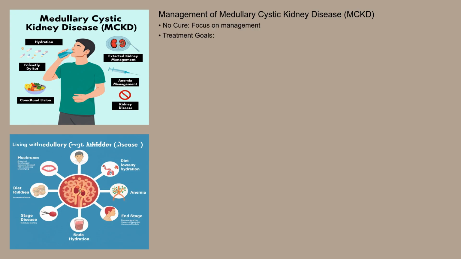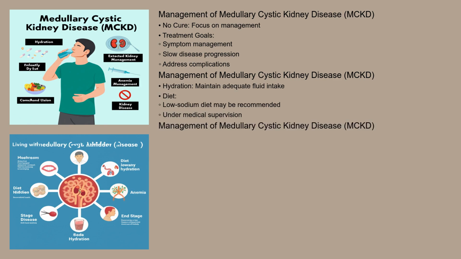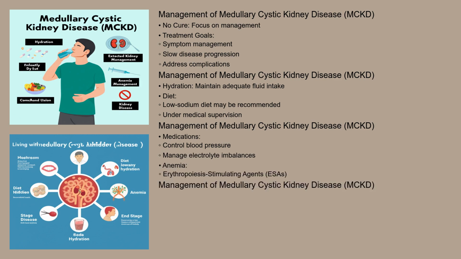Treatment focuses on managing symptoms, slowing disease progression, and addressing complications. Management strategies include maintaining adequate hydration to compensate for sodium and salt wasting, and a low-sodium diet may be recommended under medical supervision. Medications can help control blood pressure and manage electrolyte imbalances. Erythropoiesis-stimulating agents (ESAs) may be prescribed to treat anemia. Ultimately, as kidney function declines, dialysis or kidney transplantation becomes necessary to sustain life.